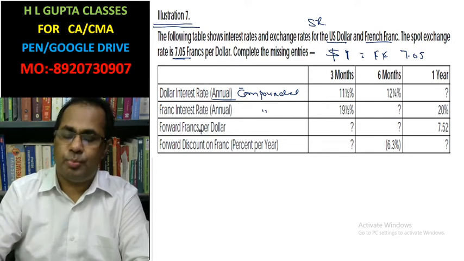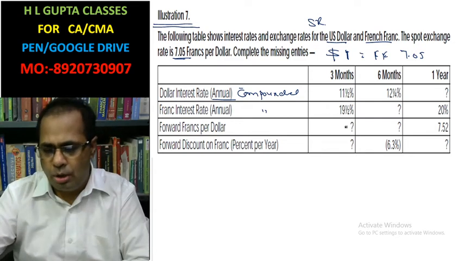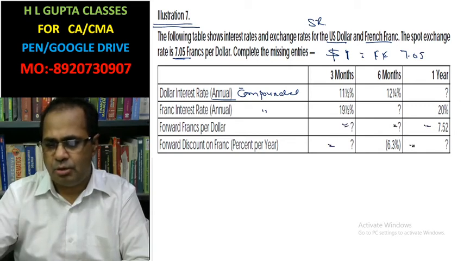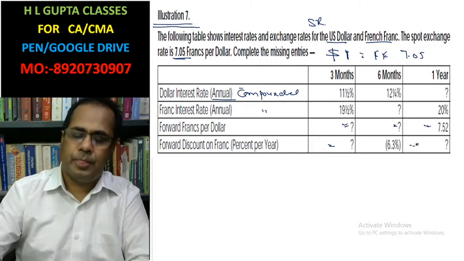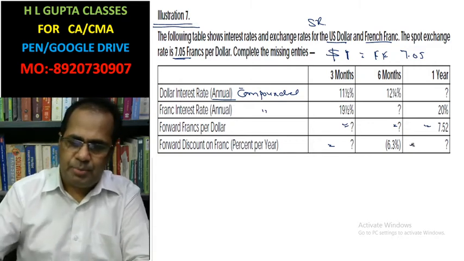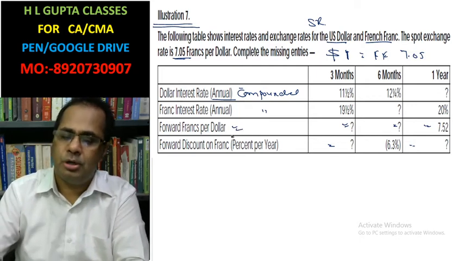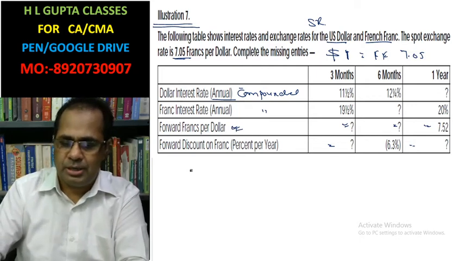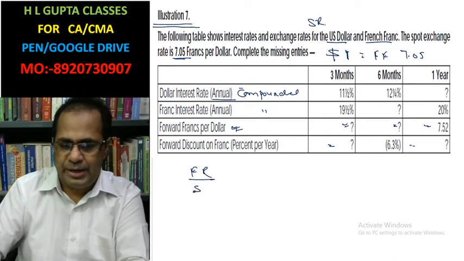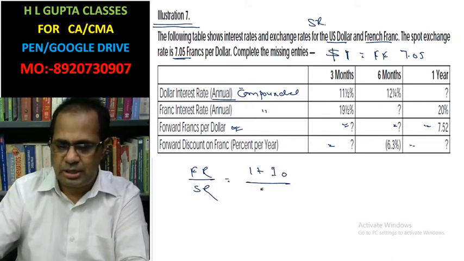You have to fill all the missing data here. Now the question is, you have to calculate the forward French franc per dollar. How will you calculate the forward rate? It is the forward rate divided by the spot rate equals 1 plus the interest rate of the other currency over 1 plus the interest rate of the same currency.